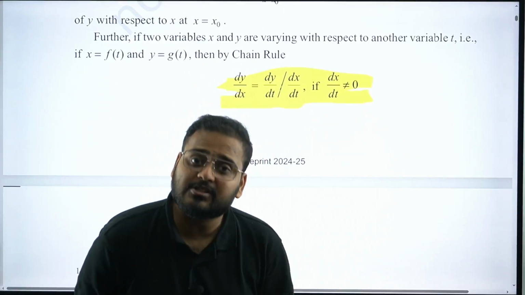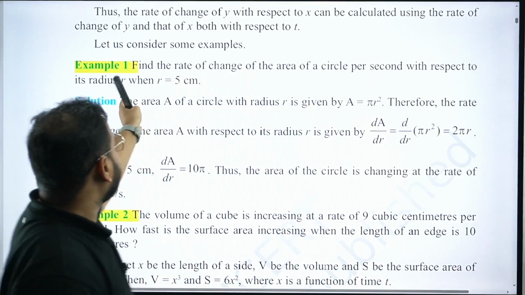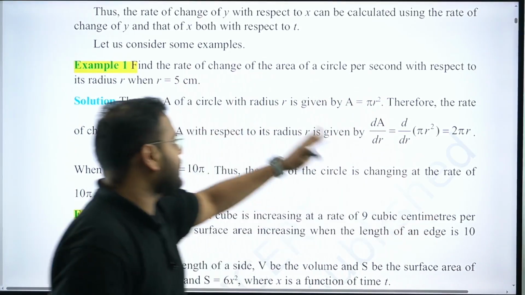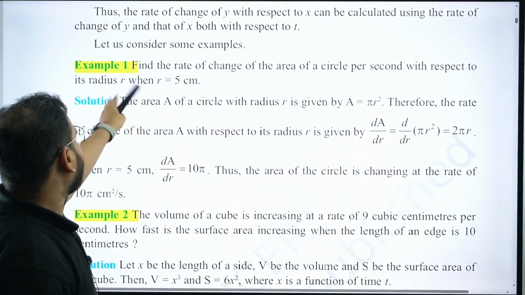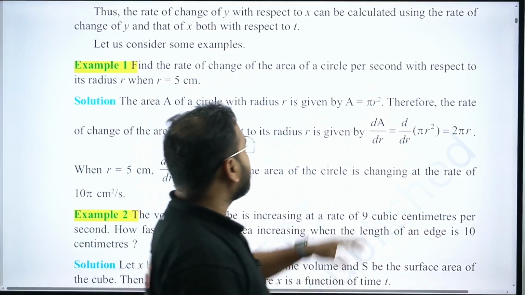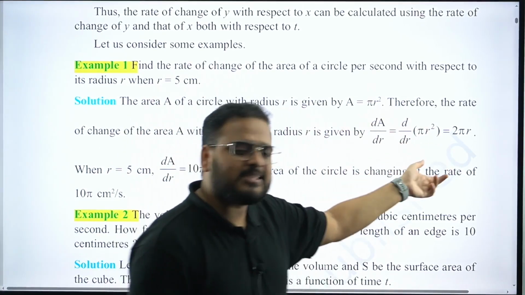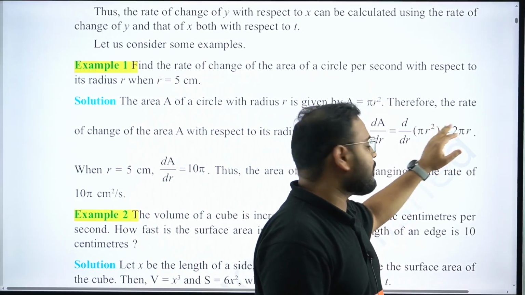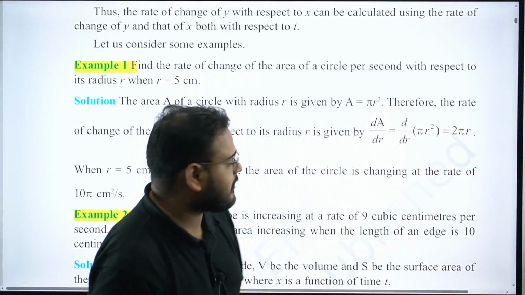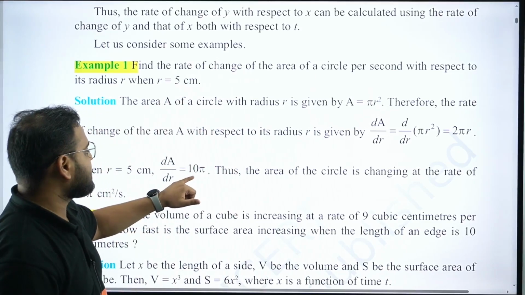There can be a variety of questions. I've given you a list of questions also in the session. Example number 1, you have to solve: find the rate of change of area of a circle per second, if the radius is r equal to 5 centimeters. dA by dr equals the derivative of the area. Pi is a constant, r square becomes 2r, so 2 pi r is the derivative. You put r as 5, and the answer is 10 pi.